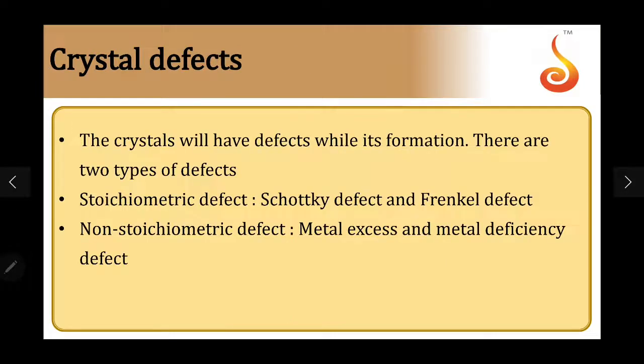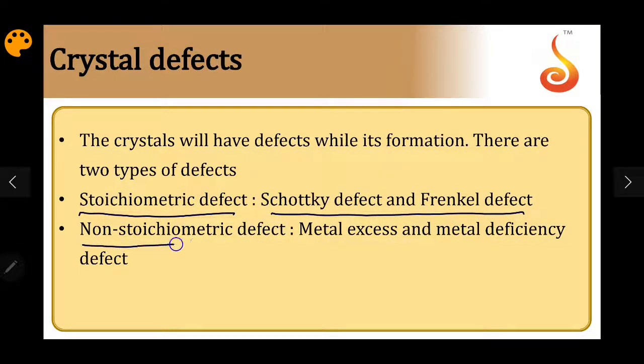These are some of the ionic crystals. Now moving to crystal defects. Crystals are known to have a perfect 3D pattern, but still there will be some defects. The defects can be classified into two categories. One is called stoichiometric defect. Under that we have Schottky defect and Frenkel defect. Under non-stoichiometric defect we have metal excess and metal deficiency defect.